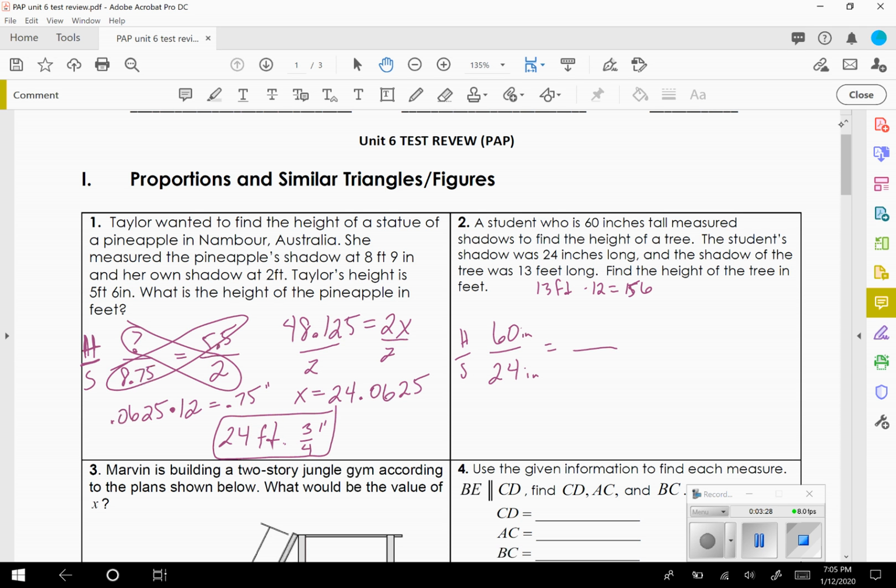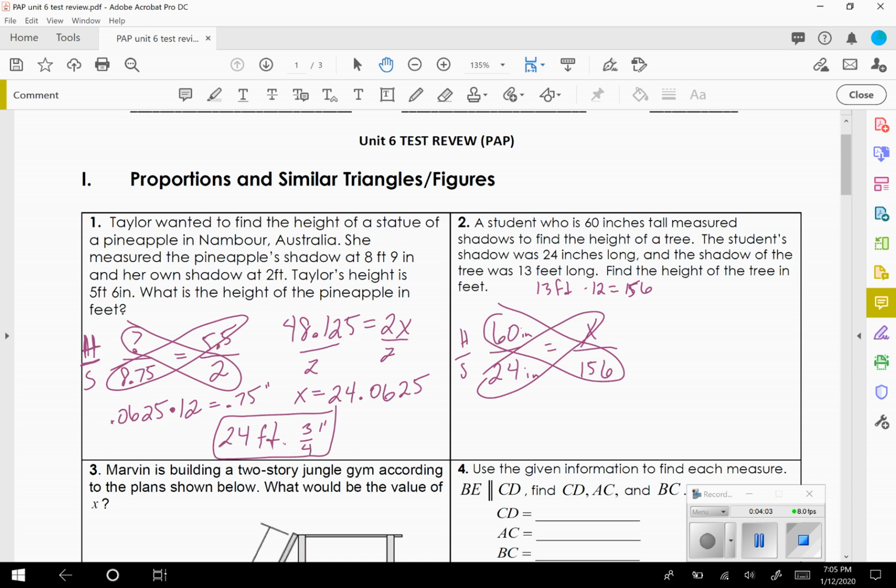Okay, so the 60 and the 24 deal with the student, and then the tree over here, it says the shadow was 13 feet long. So shadow goes on the bottom, so 156 goes on the bottom. And we're trying to find the height. Now, all of this that we're dealing with is all in inches, okay? So you could easily convert the height and the shadow of the student to feet and do it that way, or we can do like we're doing here and just convert at the end. But again, don't worry, on the test you're not going to have all this conversion stuff, okay?